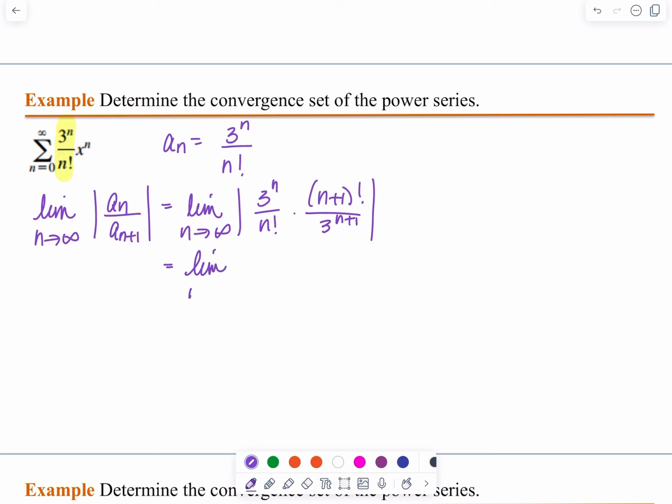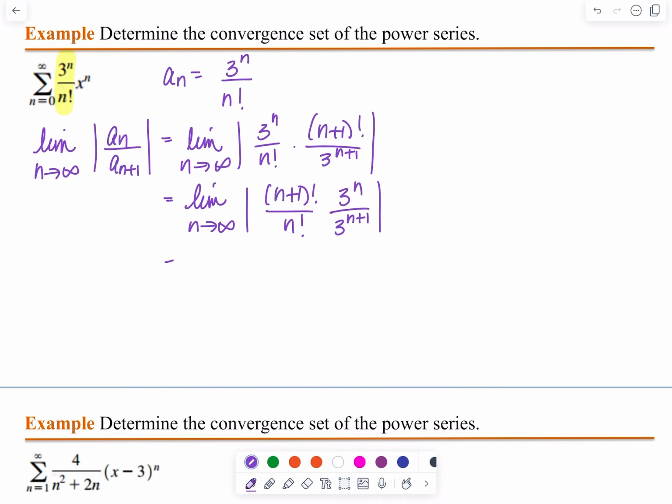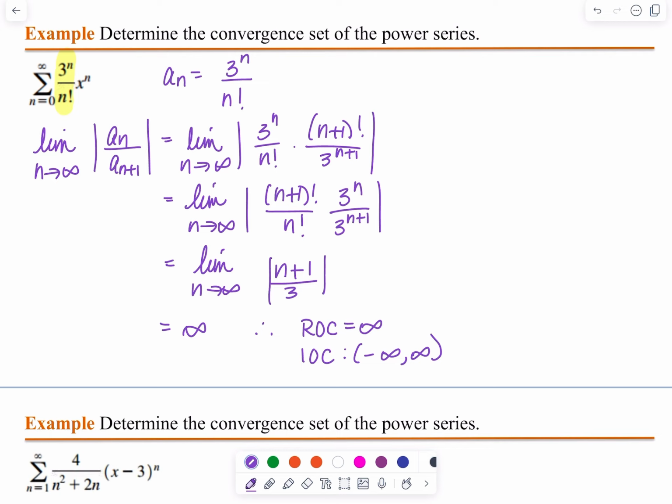So you can see that this is the limit as n approaches infinity, and we'll go ahead and stack those like factors. And as you can see, we just have n plus 1 divided by 3, and that is equal to infinity. Therefore, our radius of convergence is equal to infinity, and our interval of convergence is negative infinity to infinity.